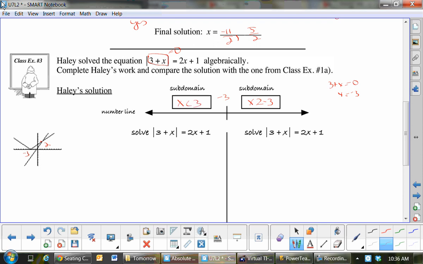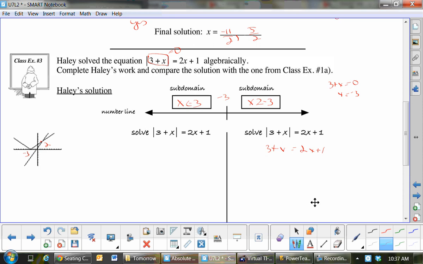Now I want you to test this out. When x is greater than negative 3, what would it do? Yeah, I forgot my negative. What would it do to this? Would it make this positive or negative? When x is greater than negative 3, you would make it positive. So do we have to do anything to it? No. So then that just becomes 3 plus x equals 2x plus 1.